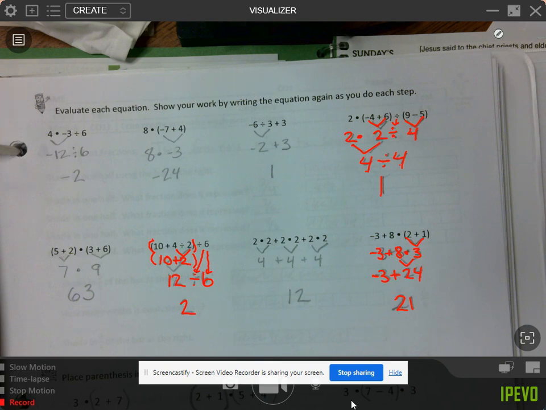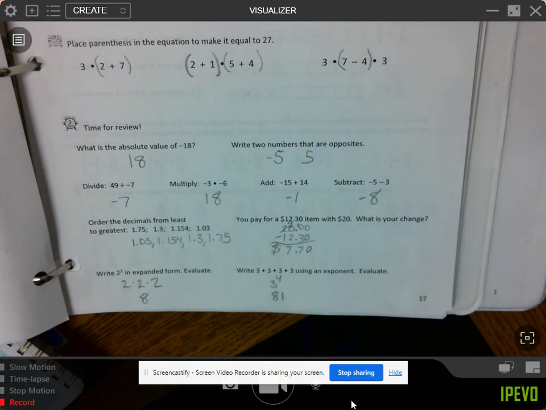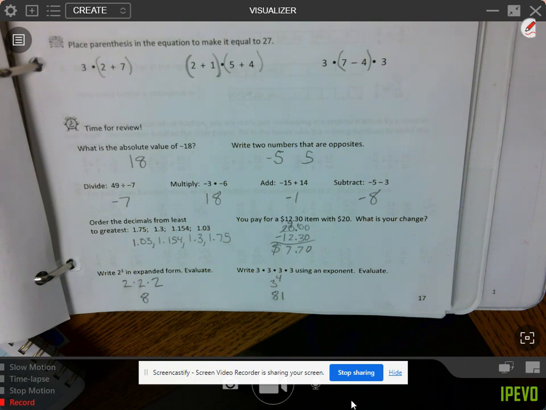Okay, let's look at the next part, putting parentheses into our equations to get it to equal 27. So the first one we did together, we knew that 2 plus 7 is 9, and 3 times 9 was 27. Our next one, we still want to get those 3s and 9s to multiply together to equal 27. So we have 2 plus 1 is 3, and 5 plus 4 is 9. So we have 3 times 9, which equals 27. So our parentheses separate out the 2 plus 1 and the 5 plus 4.